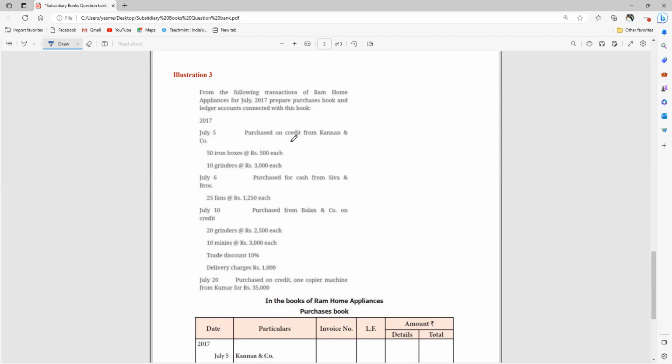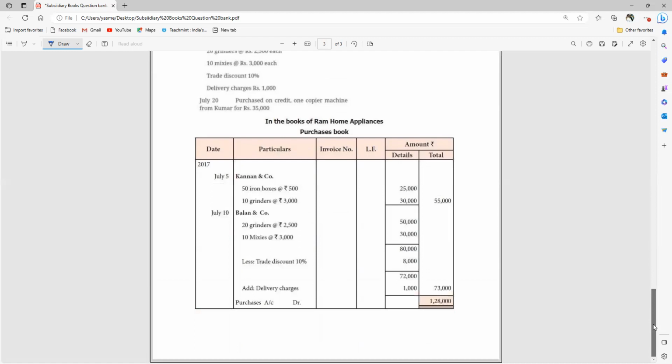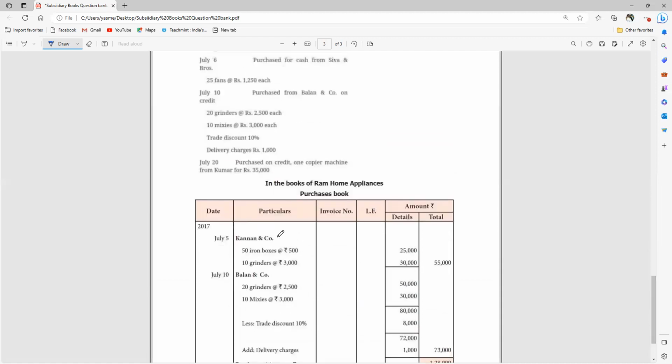50 iron boxes at rupees 500 each. I hope that you are understanding. 50 iron boxes, this is credit. We have purchased on credit 50 iron boxes, 50 into 500, that is 25,000. You can see on July 5th, purchased 50 iron boxes at rupees 500. The amount is 25,000. Also purchased 10 grinders at rupees 3,000 each. 10 into 3,000 is 30,000. The total is 55,000, which we purchased from Kannan and Company.